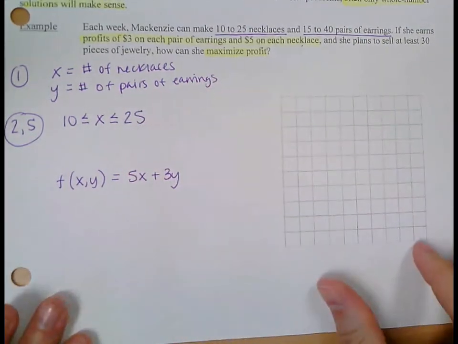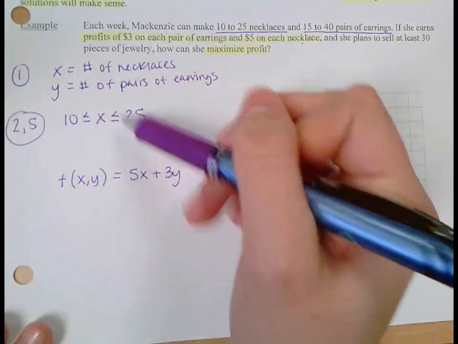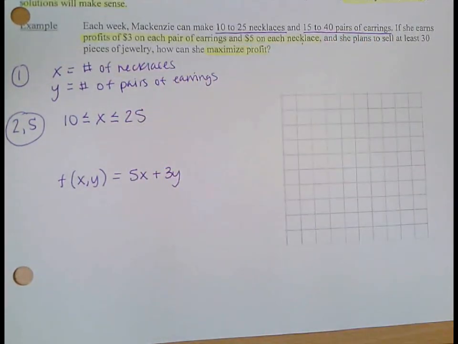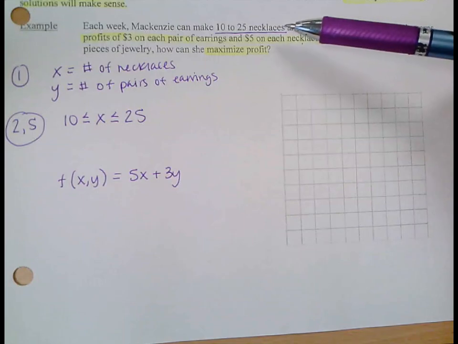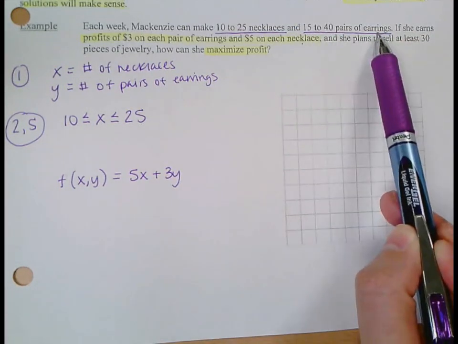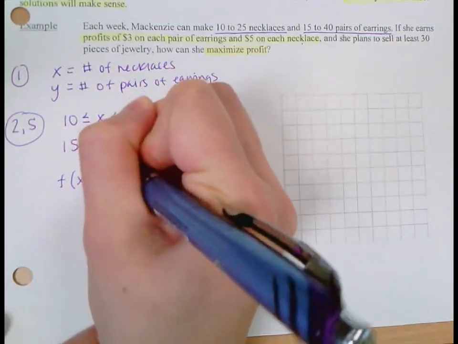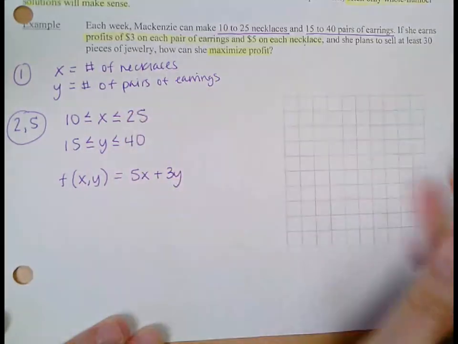25, yep. And if you had these defined the opposite, that's fine. You would just need your variables opposite from how I'm writing them up here. So yes, x should be in between 10 and 25 if she can make 10 to 25 necklaces. And then we can write a similar compound inequality for pairs of earrings with y. Y should be in between 15 and 40.